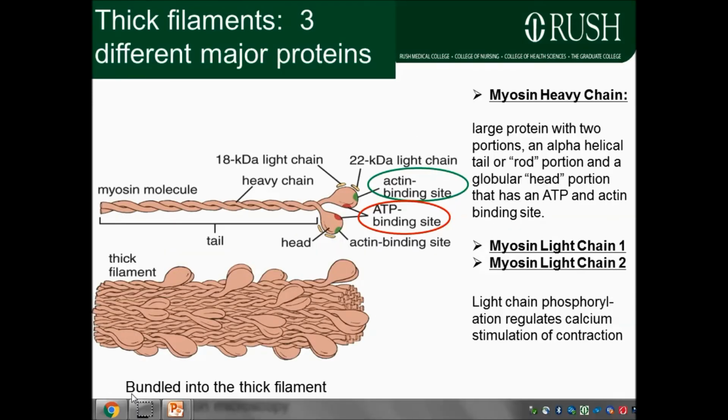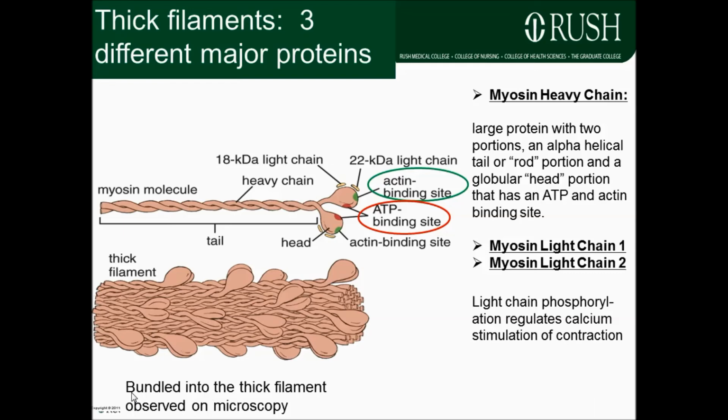The thick filaments, or myosin, also have three different major proteins. This is comprised of myosin heavy chain and myosin light chain 1 and 2. The myosin heavy chain is very large, has a long rod-like tail section and two head sections, which are the ones that are ATP binding and actin binding. So that's where the movement and attachment occurs. The phosphorylation of the light chains regulates calcium stimulation of contraction.